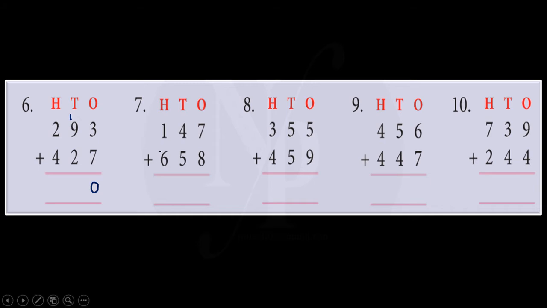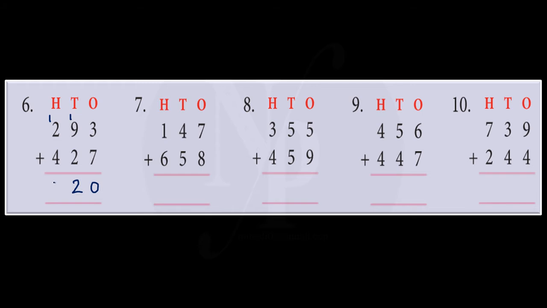So now we add the digits in tens column. 1 plus 9 is 10. 10 plus 2 is 12. 12 tens are regrouped as 100 and 2 tens. So 1 is carried forward to hundreds column and 2 is written in tens column. We add now the digits in hundreds column. That is, 1 plus 2 is 3. 3 plus 4 is 7, which is 700. So we write 7 in hundreds column.